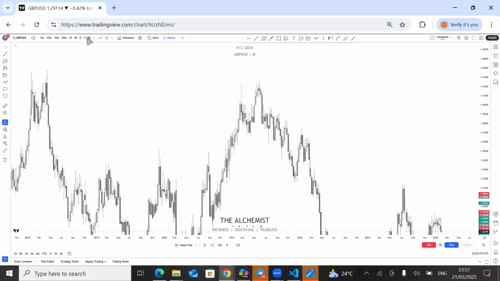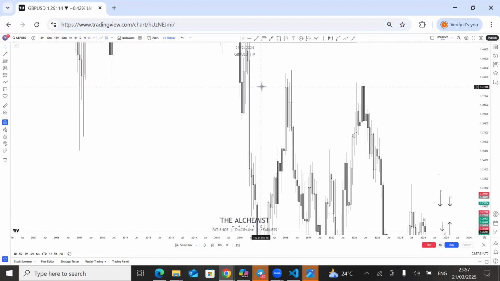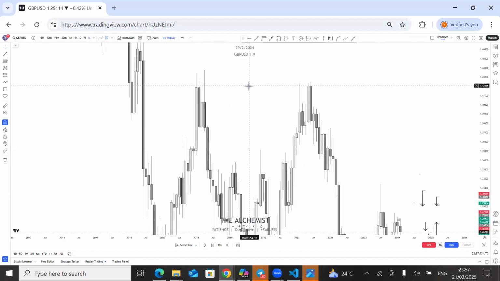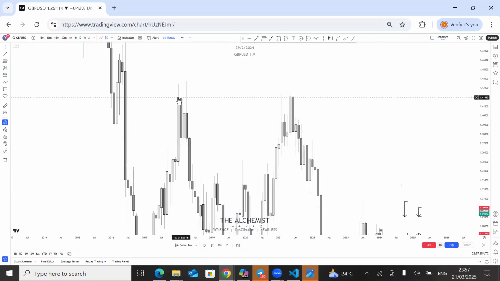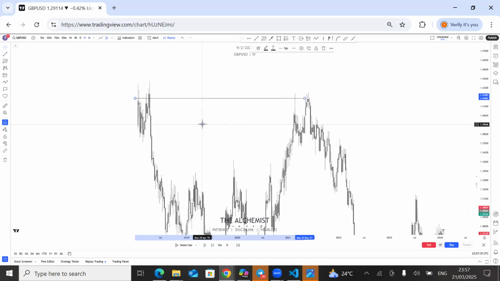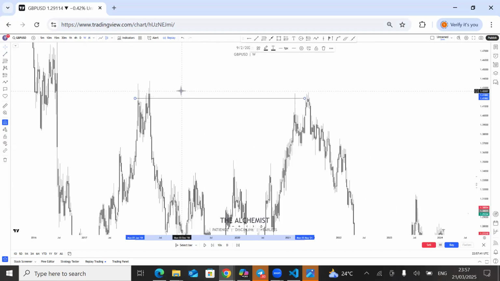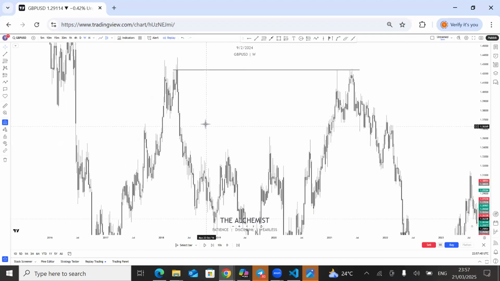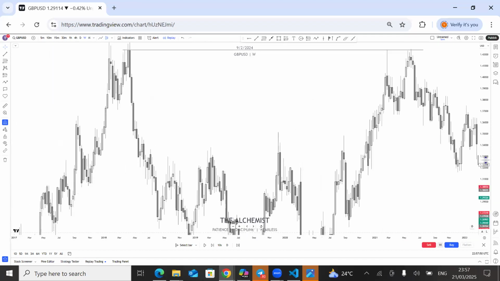For example, let's check monthly. Storyline, but it's very fresh. Here's a fresh zone. Let's see, I hope this first touch didn't touch.